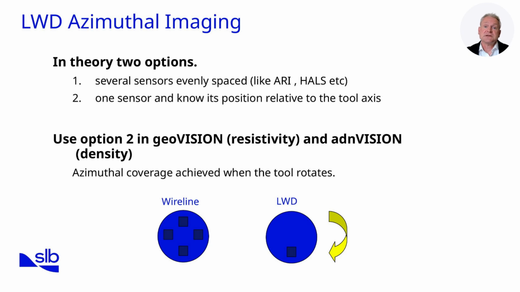The second approach uses a single sensor, but with a precise understanding of its orientation relative to the tool axis. As the tool rotates, the sensor sweeps around, capturing data at different azimuths. This method is used in tools like GeoVision for resistivity and ADN Vision for density. In both cases, as the tool rotates in the borehole, we generate a full 360-degree image of formation properties. This capability transforms our ability to detect bedding dips, faults, and boundaries in real time. In short, LWD azimuthal imaging provides the data foundation for dip determination and more advanced geosteering workflows.